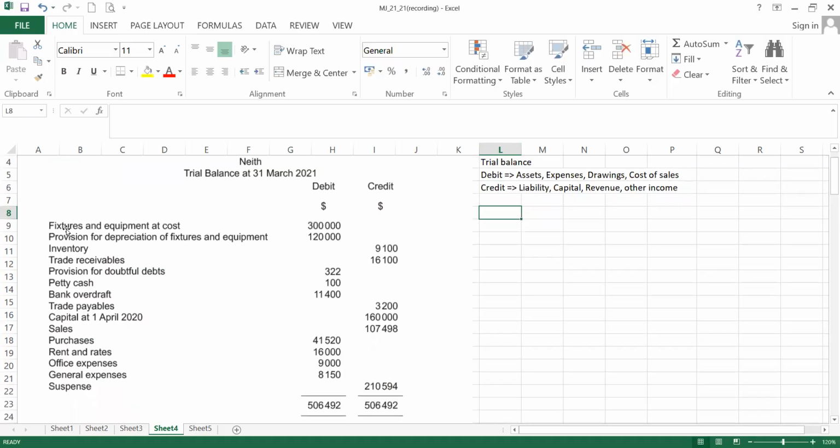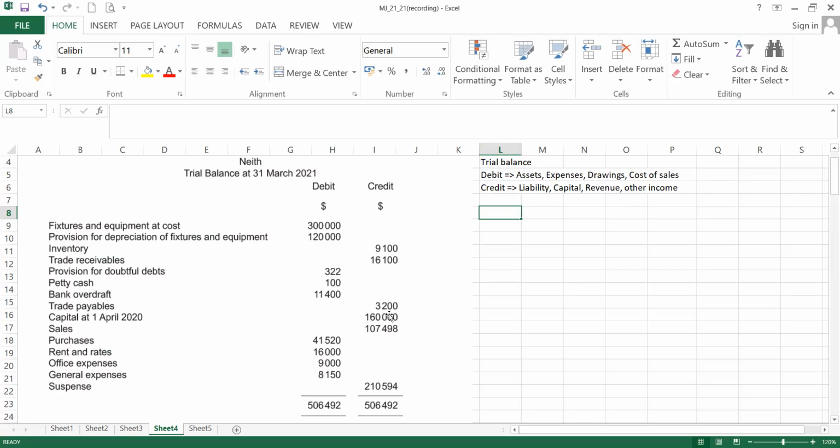Here, fixtures and equipment is a non-current asset. Provision for depreciation of fixtures and fittings is also non-current asset, but it will reduce the cost, so by right this provision should be on the credit side. Inventory is an asset, so should be on the debit side. Trade receivable is an asset, should be on the debit side. Provision for doubtful debt, as long as it is a provision account, should be on the credit side. Petty cash, correct. Bank overdraft is a liability, so it should be on the credit side. Trade payable, correct. Liability, credit.